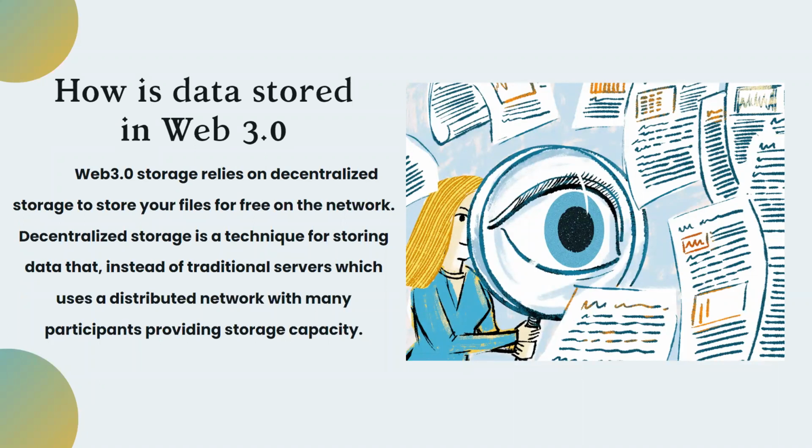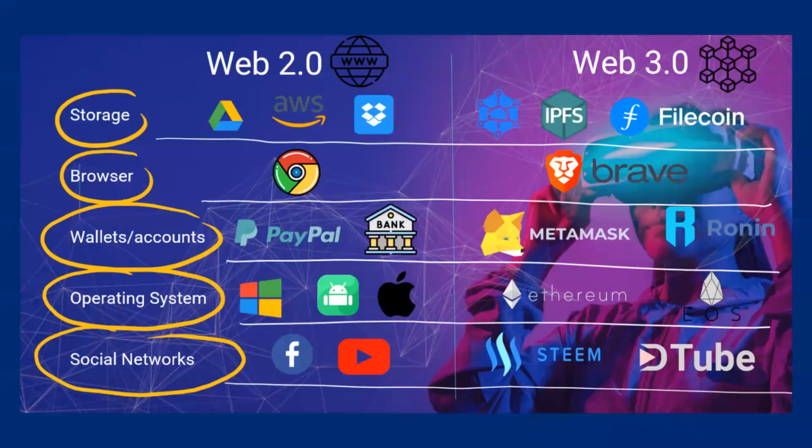I'm going to explain how data is stored in Web 3.0. In Web 3.0, storage relies on decentralized storage to store your files for free on the network. Decentralized storage is a technique for storing data that, instead of a traditional server, uses a distributed network with many participants providing storage capacity. Next slide.